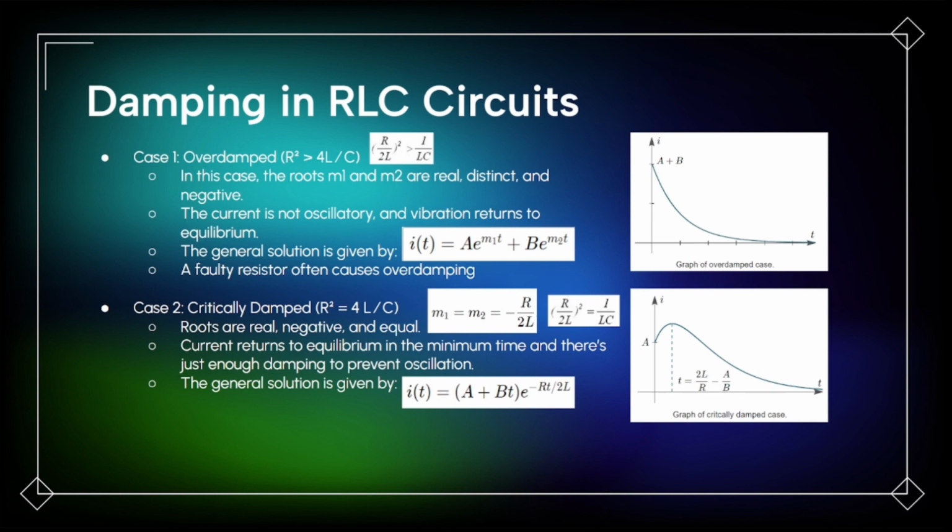In case 2, which is critically damped, the roots of the auxiliary equation are actually equal to each other. In this case, the current returns to equilibrium fairly quickly, in the least amount of time, and there's just enough damping to prevent oscillation from happening. The general solution for a critically damped system is given by i(t) is equal to (A plus Bt) times e to the negative alpha t, where alpha is just negative R t over 2L.